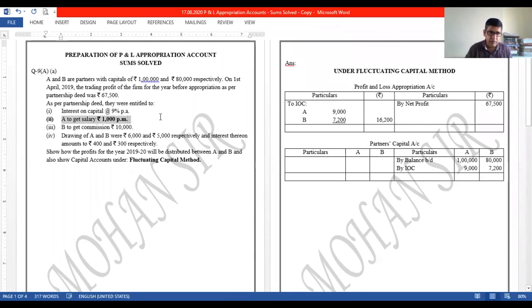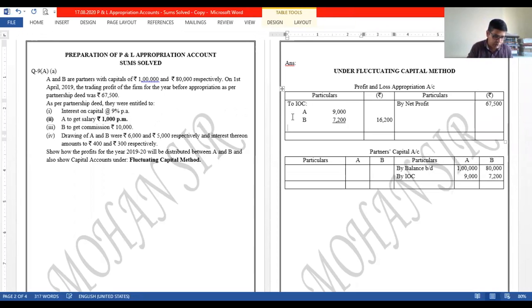Next, A is to get a salary of rupees 1,000 per month. PM can be seen over there, right? These are the points which I want you to take care of. Because it is per month, we need to multiply by 12. So 1,000 into 12 will be 12,000. Partner's salary, we all know, is an appropriation. So being an appropriation, it has to come in the P&L appropriation account. On the debit side, we'll write there A's capital account, and in brackets you can write salary. So 1,000 into 12 will be 12,000.